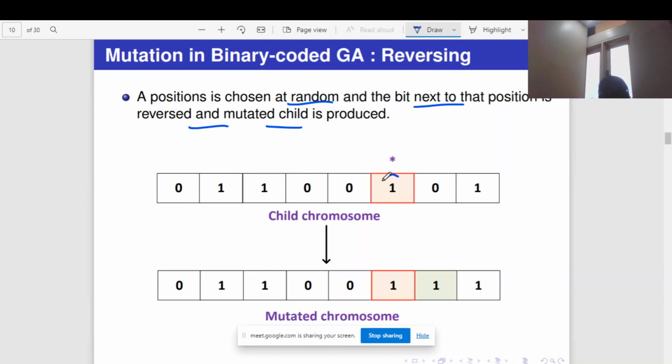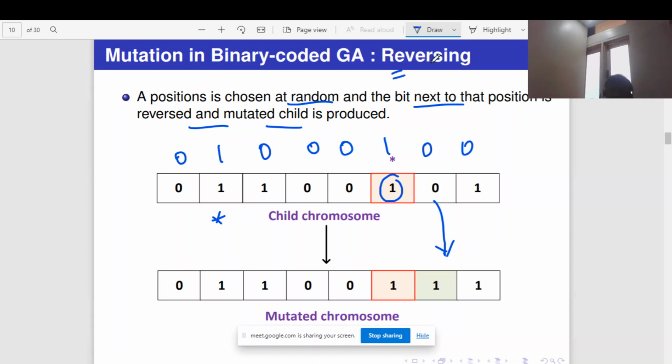So here this is the random position we have selected. Now which is to be reversed? The one which is next to that. So the one next to that is this, so this bit is reversed. Okay. Are you getting it? For example, if this is the random position we are selecting, then what will be the result? The remaining will be the same. So like that, this is what is called reversing, right?